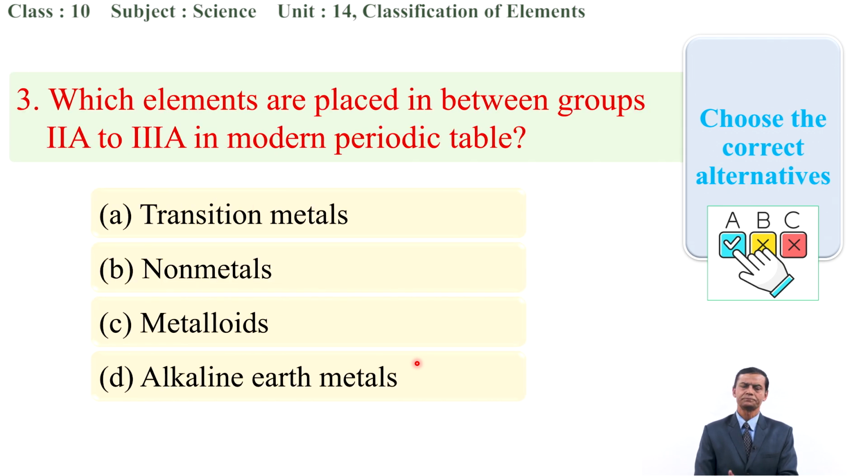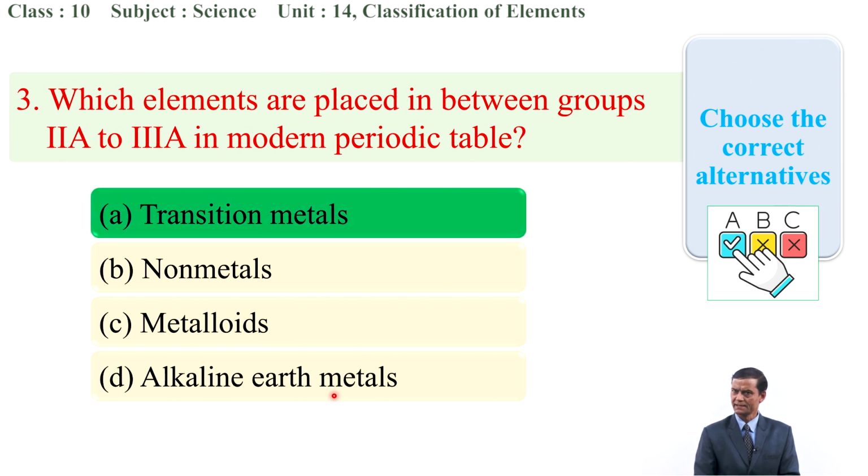Question number 3 is like this. Which elements are placed in between group IIA to group IIIA? That means group 2A and 3A. That means group 2 and group 13 in the modern periodic table. Which elements are placed? Transition metals, non-metals, metalloids or alkaline earth metal? Yes, definitely you have found the correct answer. Let's check it. Transition metals are placed between metals, and that is group 2A and group 3A.